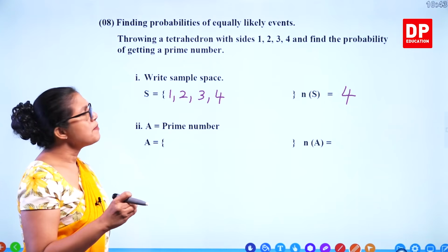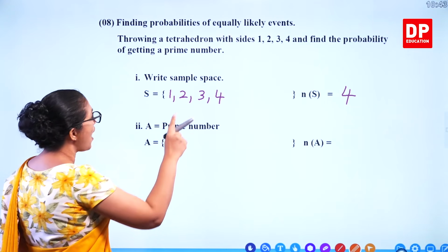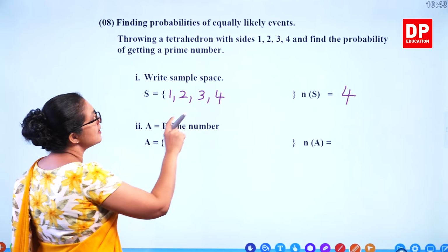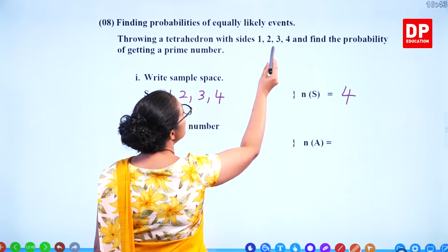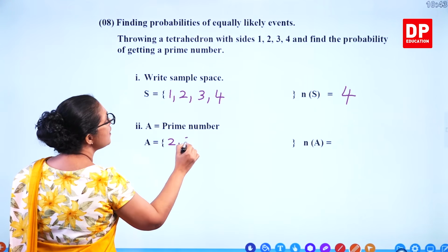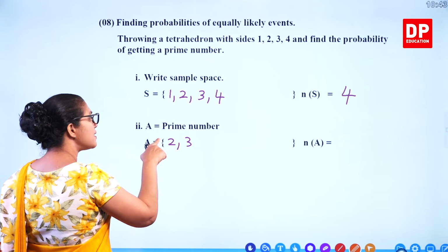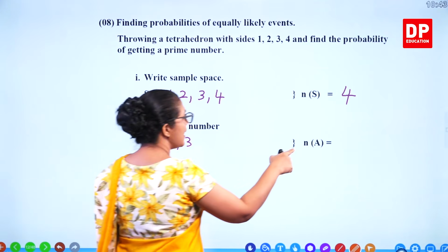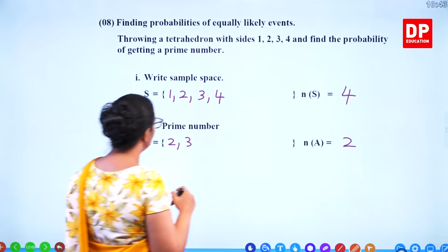What are the prime numbers in that? Prime numbers form another set A. Here the prime numbers are 2 and 3 only. So what's the number of elements in A? That's 2: 2 and 3.